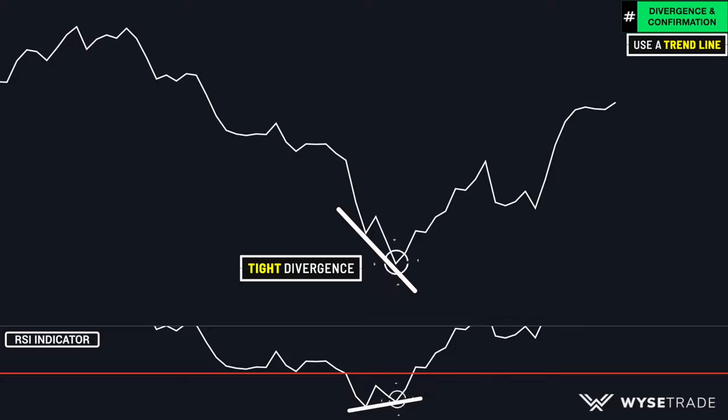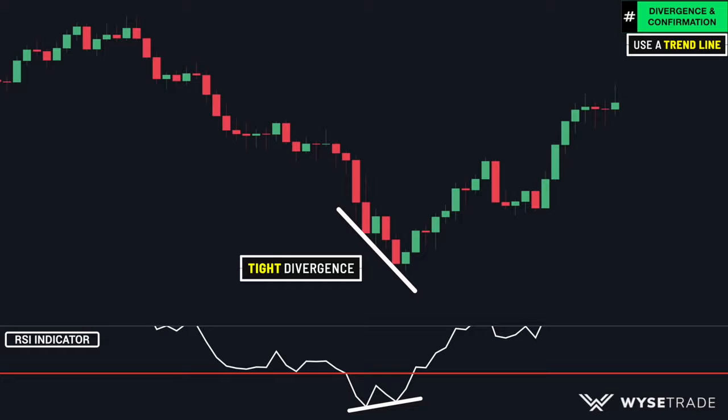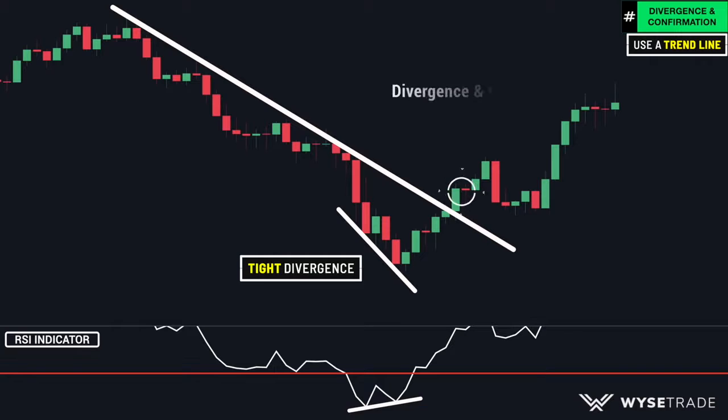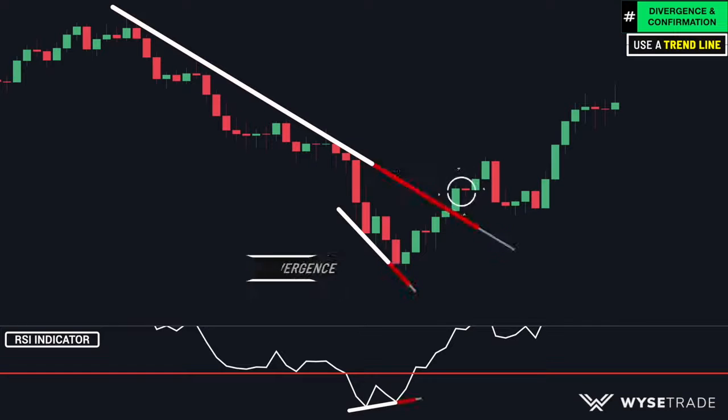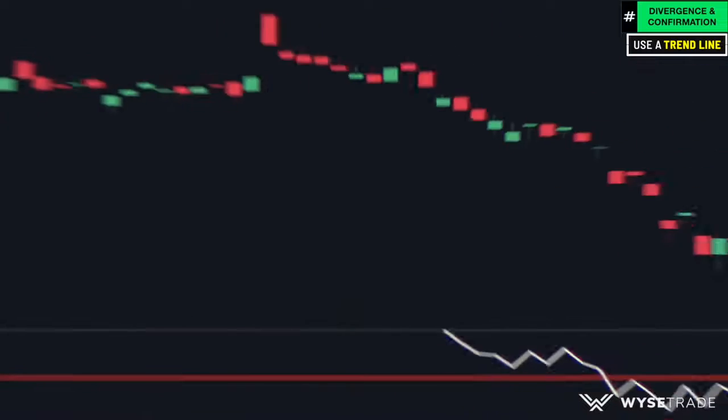So jumping back to candlesticks. After this divergence was identified, we put a trend line over the immediate trend, and once price broke through is when the divergence is confirmed, which presented possible long trade opportunities. So this works the same with stocks.